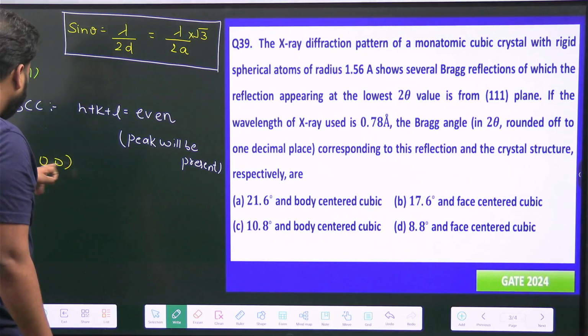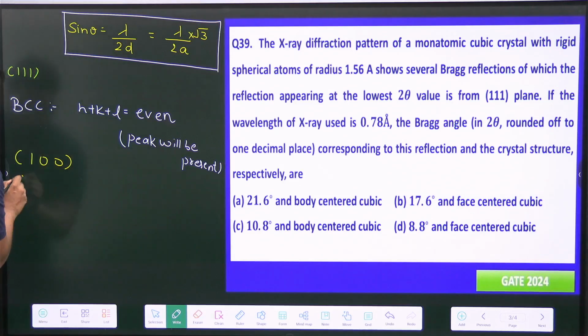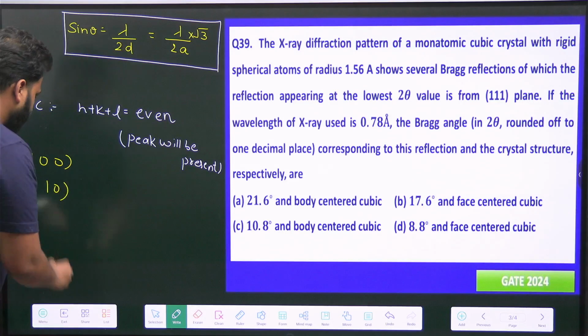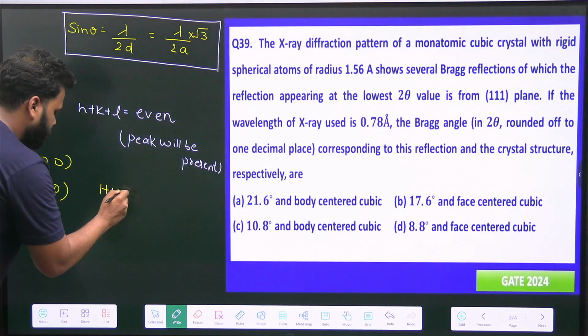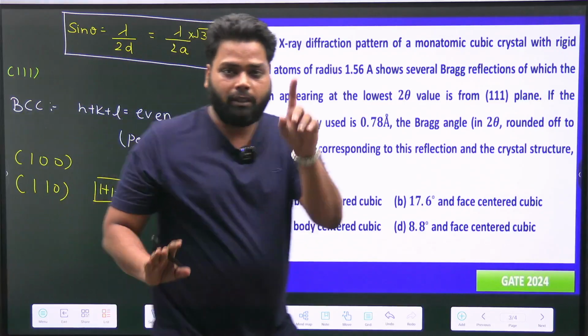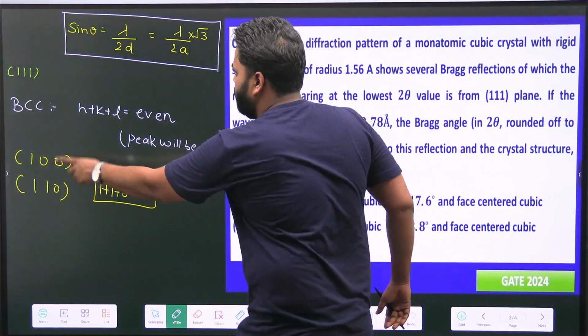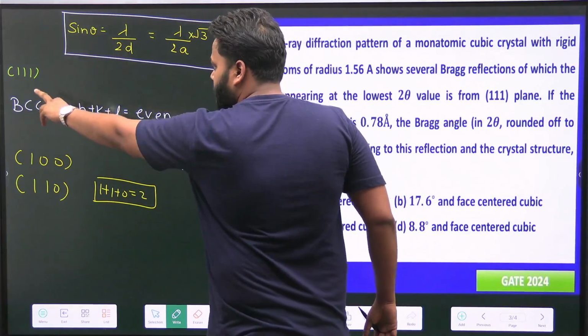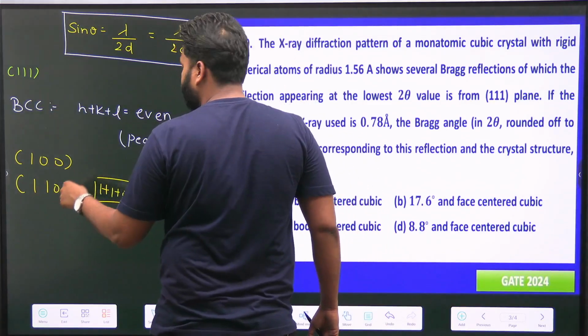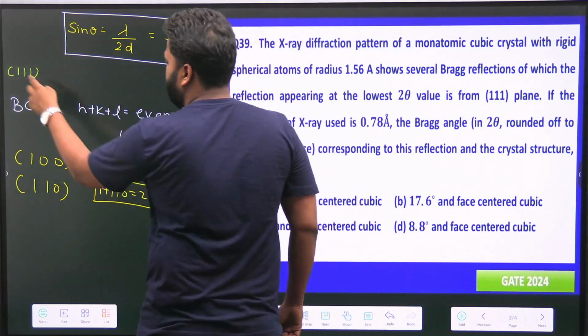Let's check whether this sum is even. No. Now 110, whether the sum is even. Yes, the sum is 1 plus 1 plus 0, that is 2, even. So the lowest peak for the BCC lattice is 110, not 111. The lowest peak is at 110, but in the question it is 111.